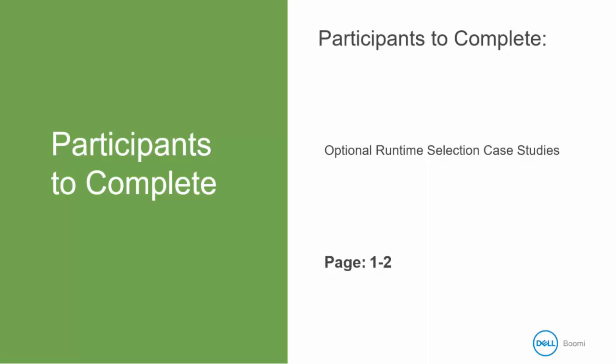This activity is an optional case study exercise. There are two case studies, and you are asked to select a runtime based upon the customer requirements and the use case scenario. You will need your activity guide, and this exercise is found on pages 1 and 2. I would encourage you to take a look, take some notes, and then come back to the video and we can review together.